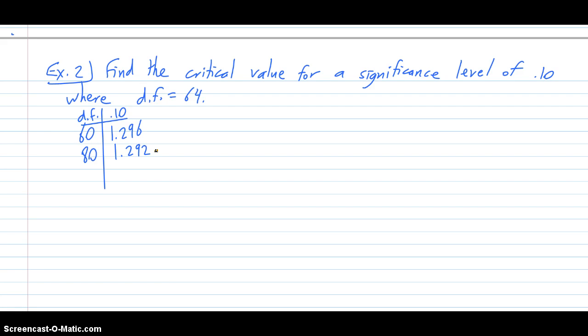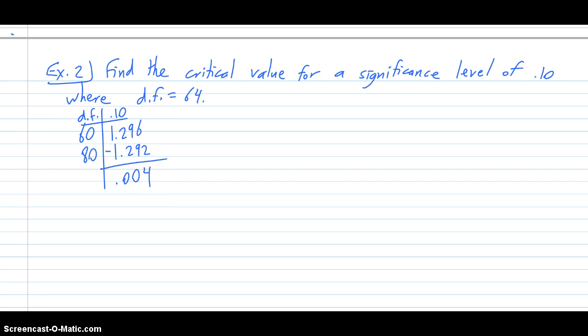Eventually, by the time we get to z, it'll end up being 1.282, right? So still even not that big of a difference. So how do I figure out how to get to 64? Well, first I need to subtract those two. 1.296 minus 1.292 is 0.004.